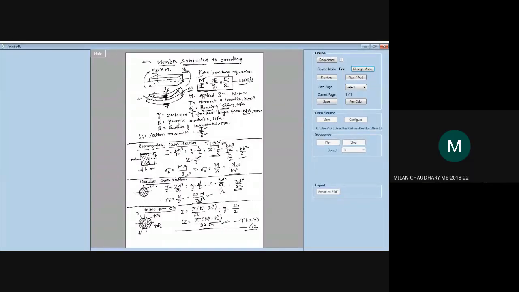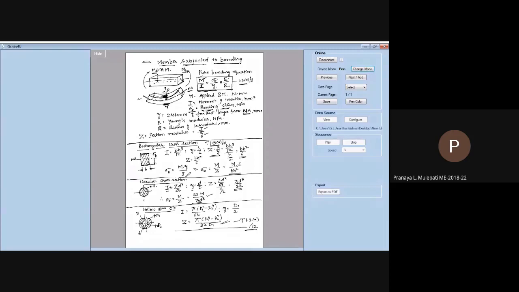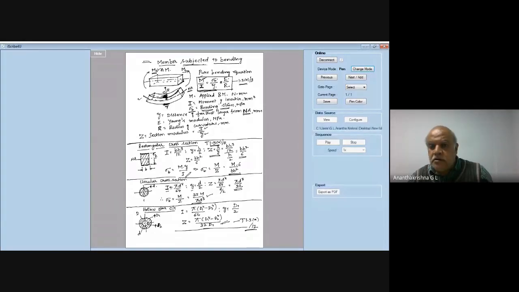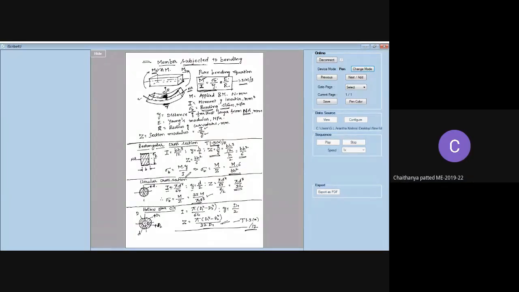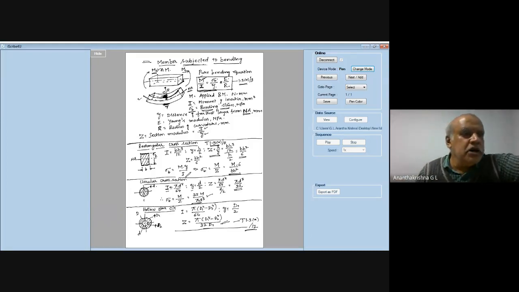Milan Chaudhary. Present, sir. Mole Pati. Present, sir. Saksham Singh. Yes, sir. Chaitanya Patel. Yes, sir. Manipal. Yes, sir. Nishant. Ramesh. Shashank. Akshat. Yes, sir. Sautrik Rai. Mahima Raj. Mahima, are you there? Yeah, have you noted down?